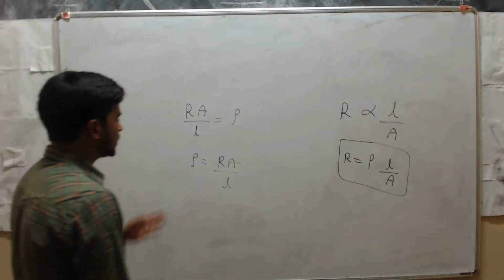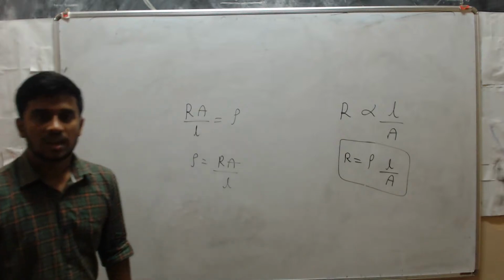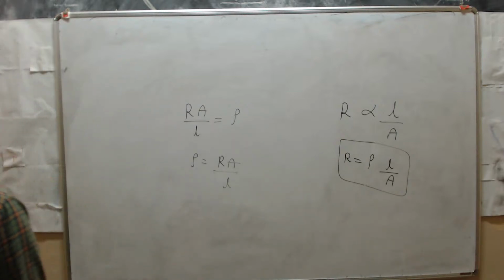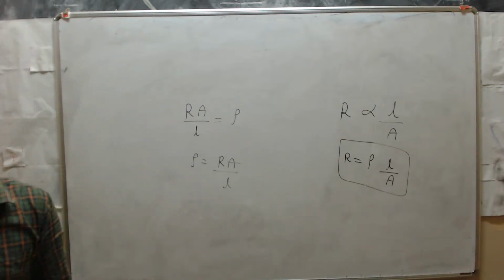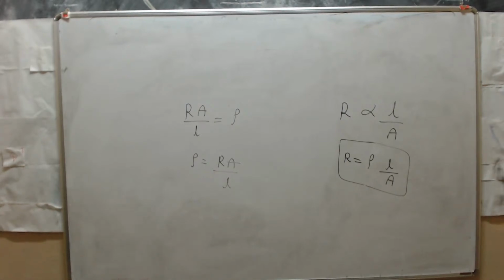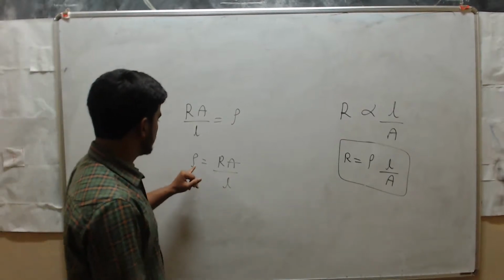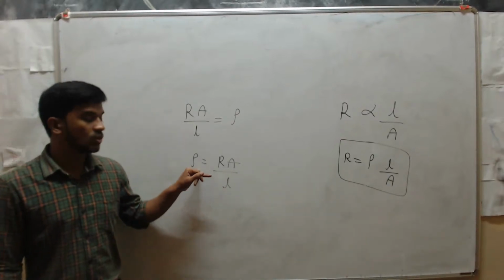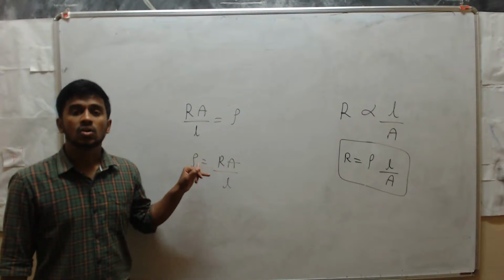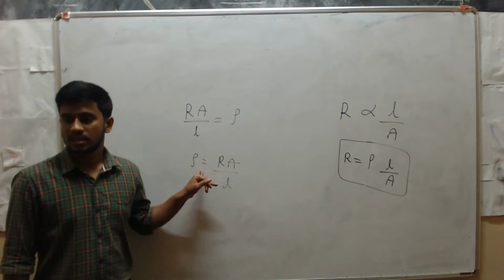So now, what is the SI unit of resistivity? You know, right? What is resistivity? It is the specific resistance. It's not P. Rho stands for resistivity in this formula. See, it's not P, we call it rho. Rho means resistivity. Clear?